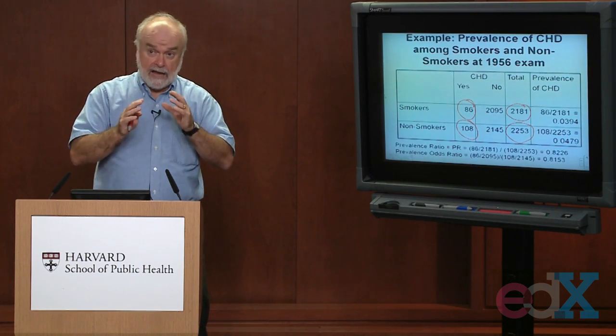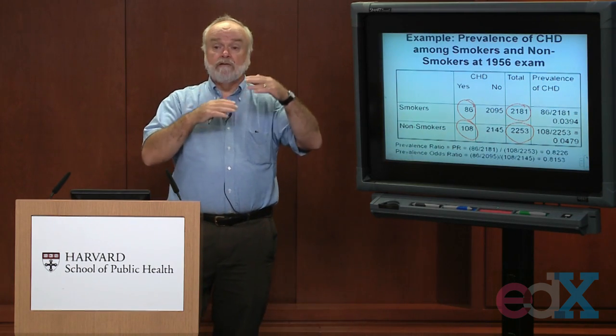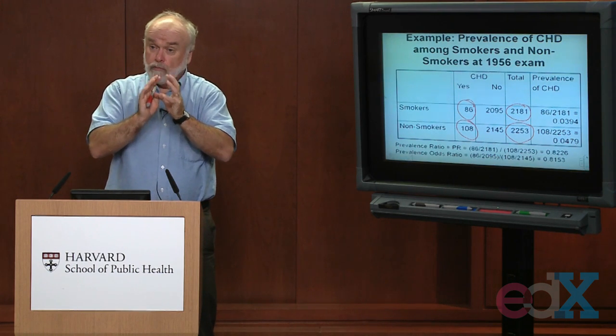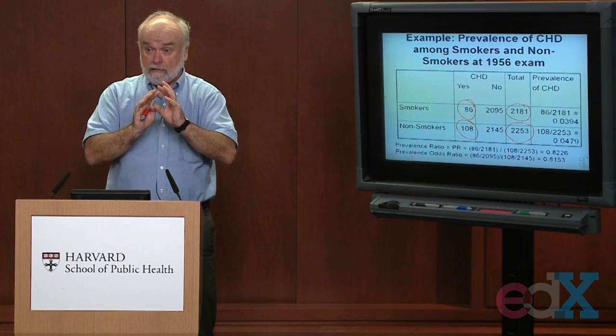So this is what we mean by cross-sectional data, data collected at one point in time. The point in time here is the 1956 exam, classifying people in two dimensions: whether they're smokers or non-smokers, the row variable, and whether they did or did not have coronary heart disease at that time, the column variable. And again, this is prevalence data, not incidence data. We're not following people for 24 years yet to see who develops heart disease. We're just asking at one point in time, were you a smoker, yes or no? And did you have coronary heart disease at that point in time, yes or no?